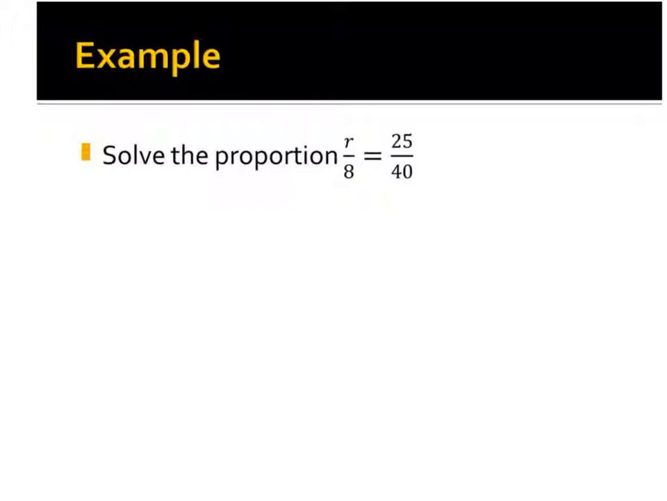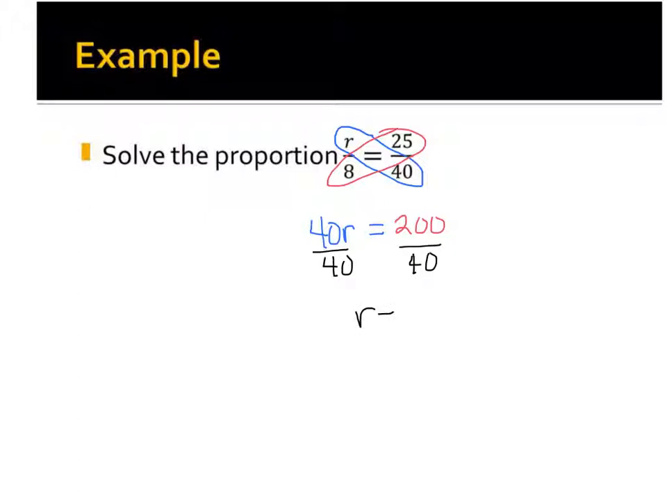Alright, one more time, solving for our variable, we're going to do cross products. We're going to take this product, which is 40r, equals this product, which is 200, and then divide by 40 because I'm trying to get r by itself. r equals 5.